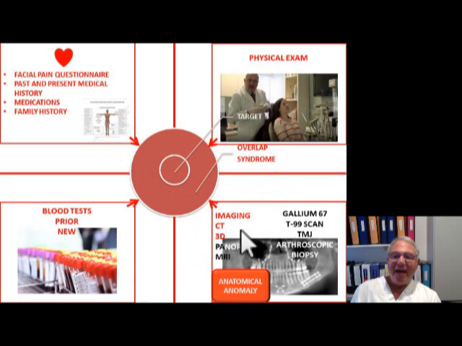In the bottom right-hand corner are the imaging studies, the tests that I can order. I also have a place for biopsies, and I squeezed in an anatomical anomaly model to account for certain things that may not be present in the target area from my blood tests.